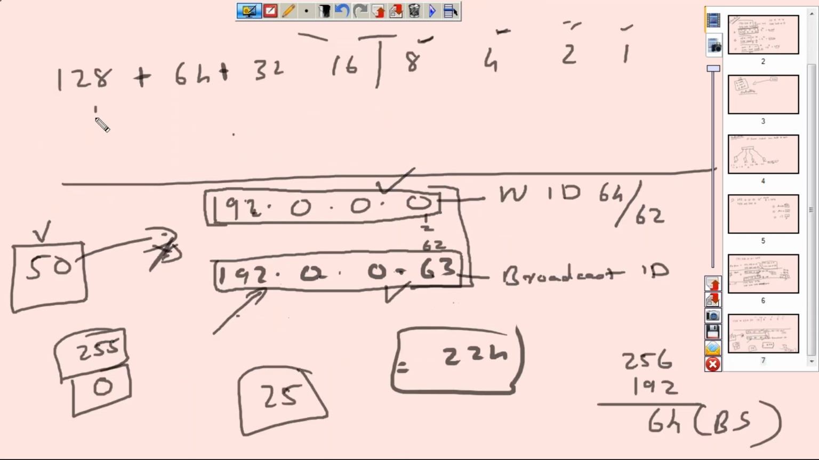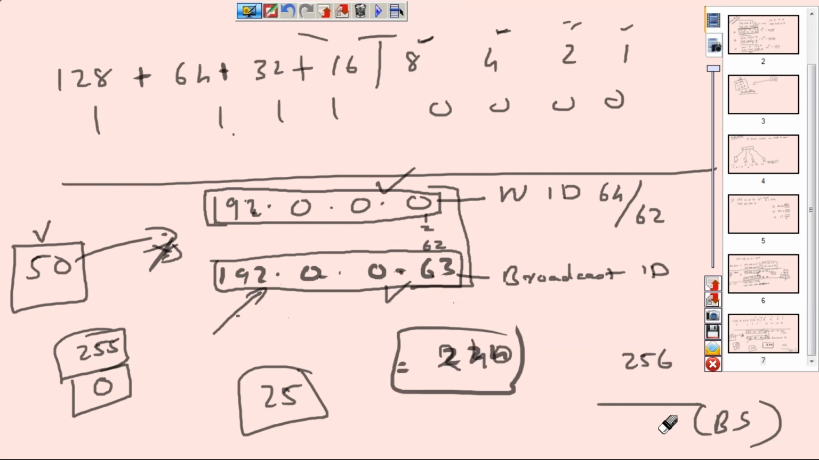Let's go back here. 1, 2, 3, 4. So we need to add the first 4 bits. 128 plus 64 is 192, plus 32 is 224, plus 16 is 240. That would be a 240 there. So let's come down and find the block size.